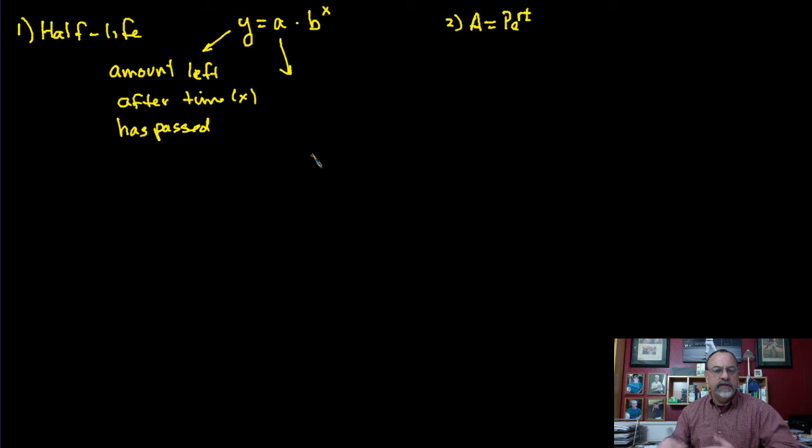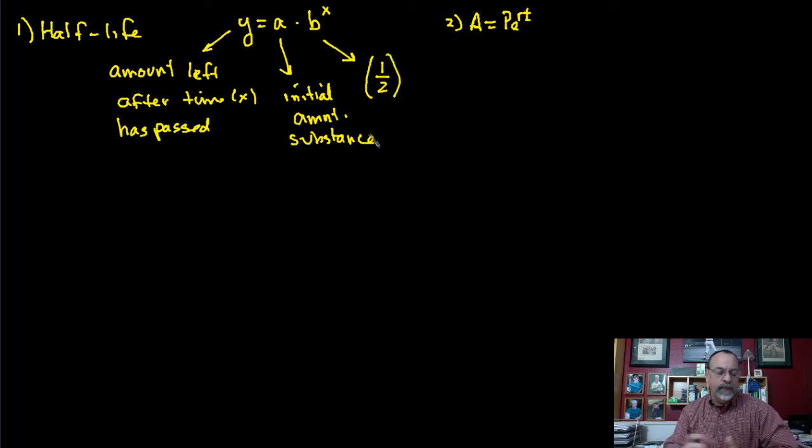A, as we talked about, is the initial amount of the substance that we have. It might be 20 grams of the substance, 150 grams, whatever. So the a will be how large a sample we are beginning with. Now the b value is the growth factor, and because it's decaying at half, or 50%, it'd be 1 minus 50%, or half. So the b value for all half-life problems is going to be a half, so that value is already determined.